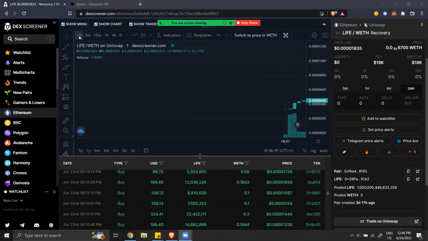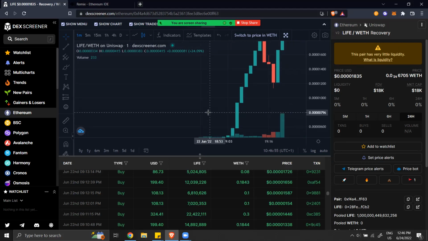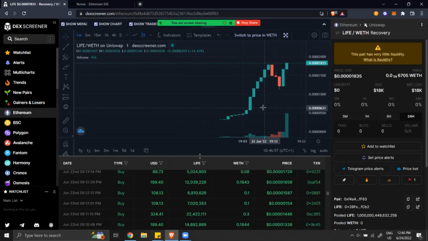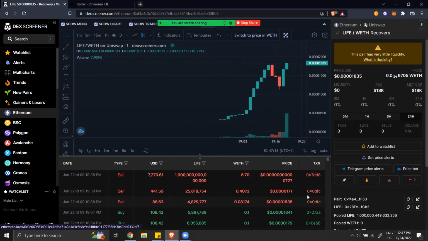What we see here, in 1 minute, meaning each line represents 1 minute, is that there is a huge increase of the price, and then some people sold. Then it went back up, and at one moment the display feature bugged. What we see here is all the transactions, and we see that the last one was this one. Someone sold a lot of LIVE tokens against Ethereum.